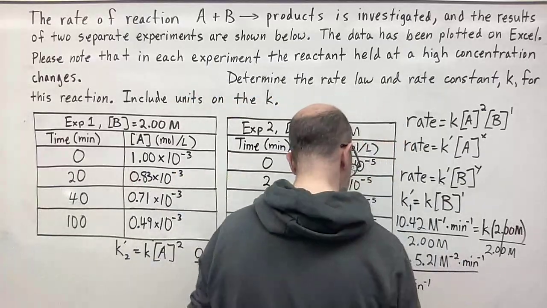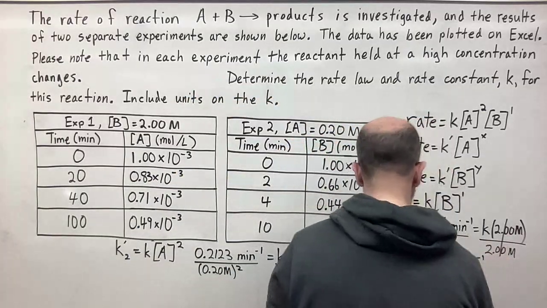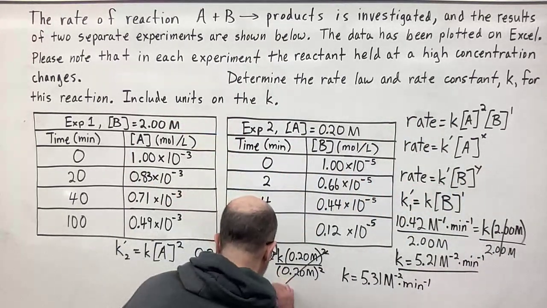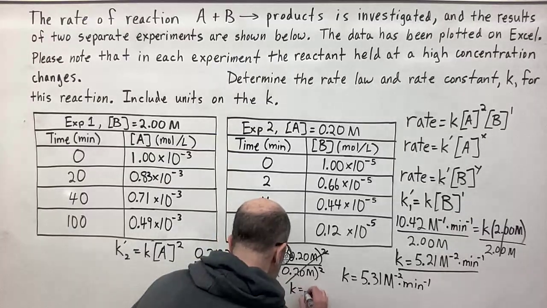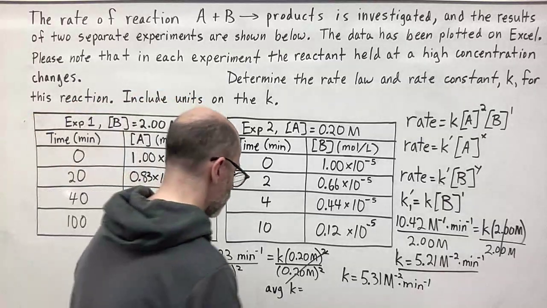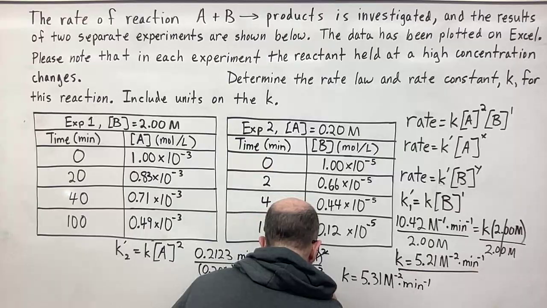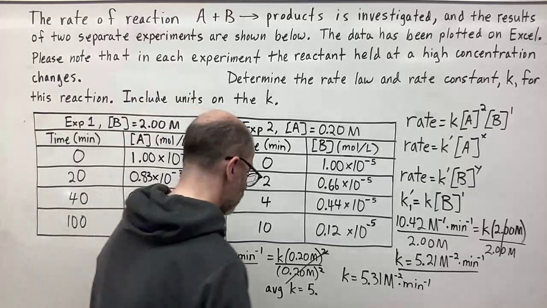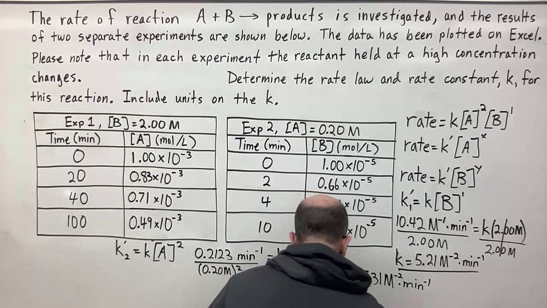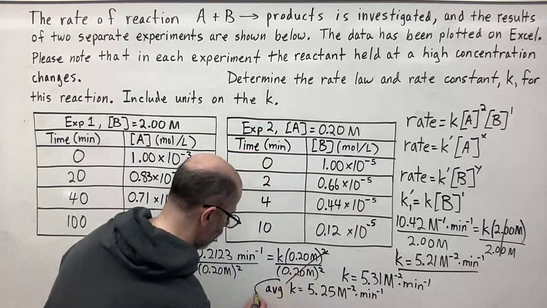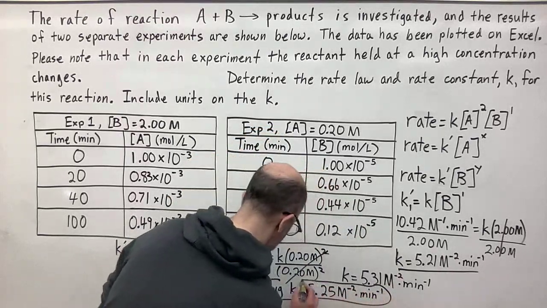5.25 or 26. So the average K, where do I want to put average? Do I have space? Yeah. So the average K value is going to be equal to 5.25, and that's molar to the -2 power times minutes to the -1 power. So here we have our average.